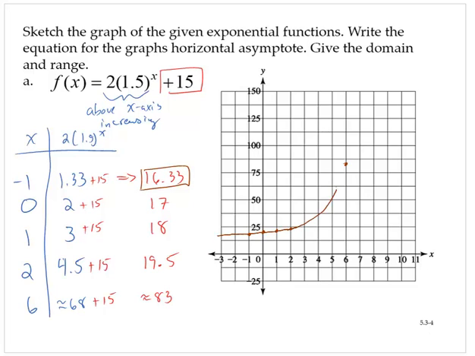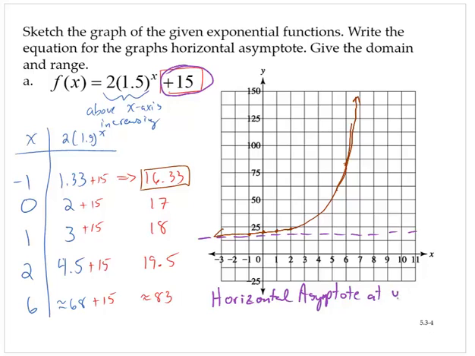And so we get a graph that does roughly this. I skipped a few points in here, but the curve does roughly something like that. And so we get what's called a horizontal asymptote, and I'll draw that in purple here. It's certainly related to that value that's being added on. So we have a horizontal asymptote at y equals 15.